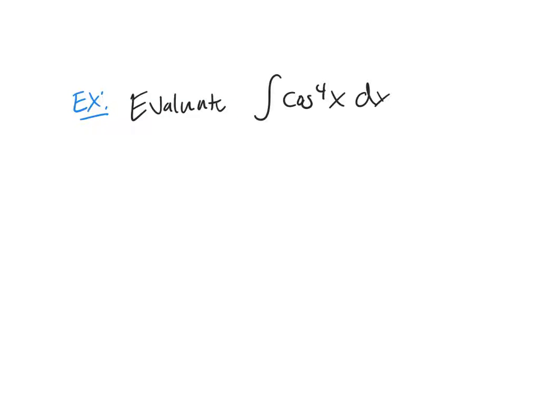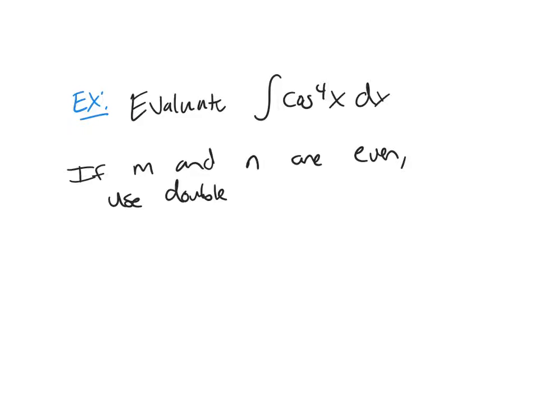So we're going to continue our review for our final. The next example we're going to look at is evaluate the integral of cosine to the fourth. Now remember I said there were rules about your powers for sines and cosines. So if our powers are positive, if m and n are even, then we need to use our double angle formulas.